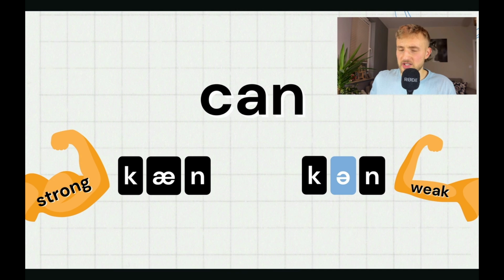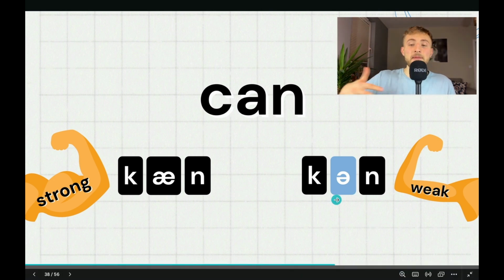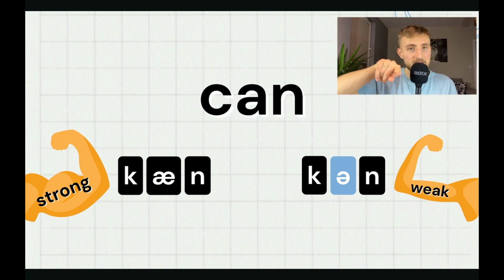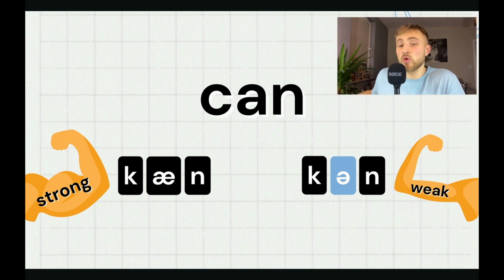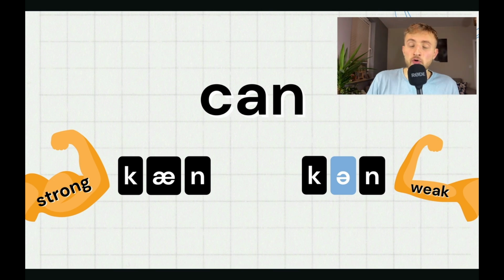Short, it's shorter, it's gentler, it's quieter. We're not saying can, we're saying kun. Schwa, right there in the middle. You can see the symbol. I'm already using my IPA symbols. When you see that upside down E, you know you're looking at the schwa. Kun. And that's the weak form that you need to know. And that's what we call an unstressed word. Kun is an unstressed word because it's the weak form.